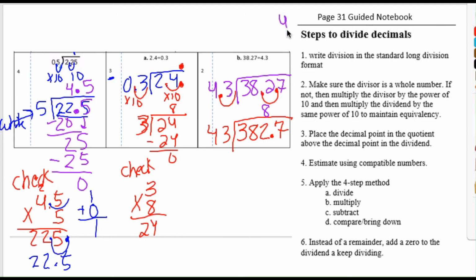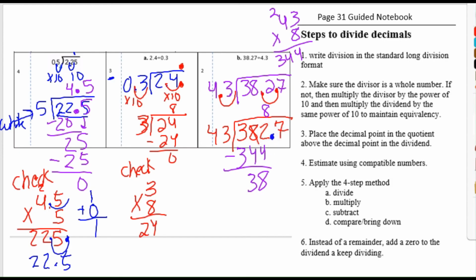8 times 43, I'm going to do that right here. 43 times 8, 8 groups of 43. We have 24, and then we have 32, 34. So we have 8 times 43 is 344. We subtract, and we get 38. So I'm going to bring down my next number. So you have to regroup. I'm going to bring down my next number, which is a 7.